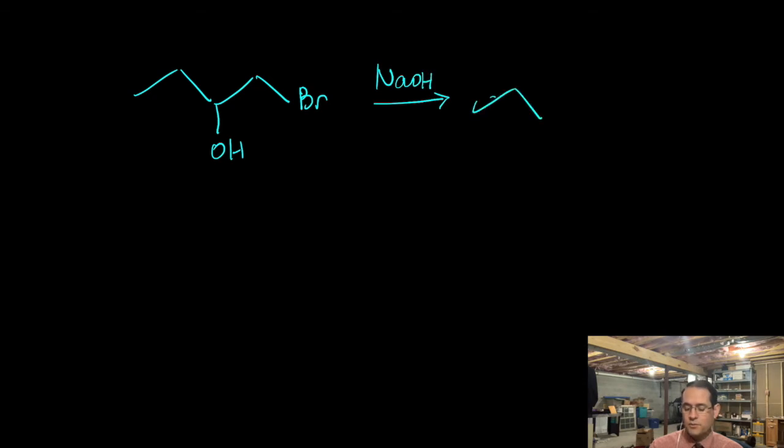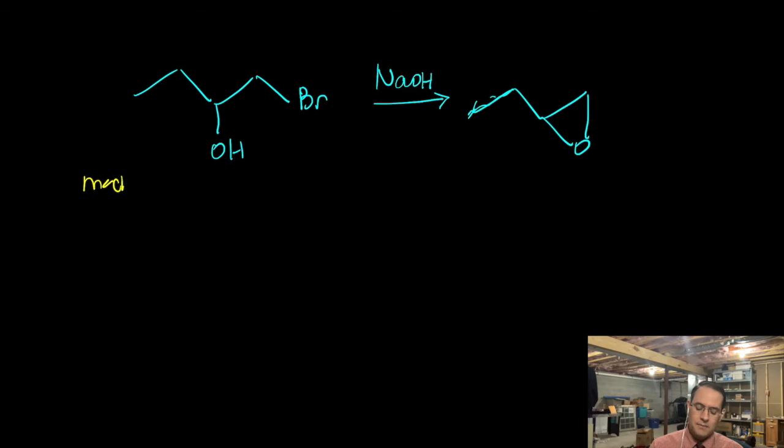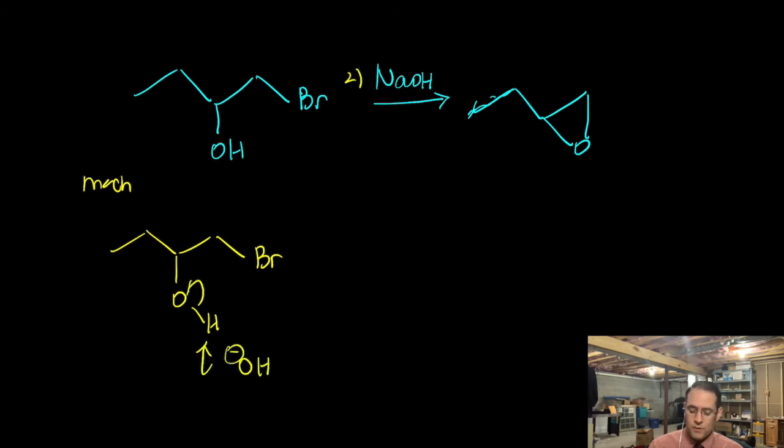And we're going to treat this with sodium hydroxide, and this is going to form an epoxide. Now, how does this work? Let me show you the mechanism for this step. And this would be step 2, right? So you have your bromohydrin, and you treat this with sodium hydroxide. So sodium hydroxide can deprotonate this alcohol-looking functional group here.